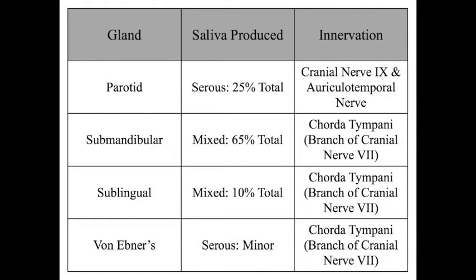The submandibular gland produces mixed saliva and fulfills 65% of the total saliva. It is innervated by the chorda tympani. It's a branch of cranial nerve 7, the facial nerve. The sublingual gland produces mixed saliva and contributes 10% of the total saliva. It is innervated by the chorda tympani nerve, a branch of cranial nerve 7, the facial nerve. Von Ebner's glands produce only serous saliva, and they are minor. They are innervated by the chorda tympani nerve, a branch of cranial nerve 7, the facial nerve.